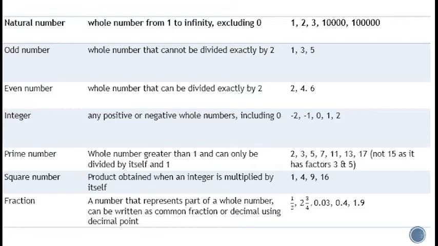So 15 cannot be prime, as it has 1, 3, 5, 15, because 1 times 15 and 3 times 5 both give you 15. If you are not sure what factor means, don't worry as we will go through it in later slides.